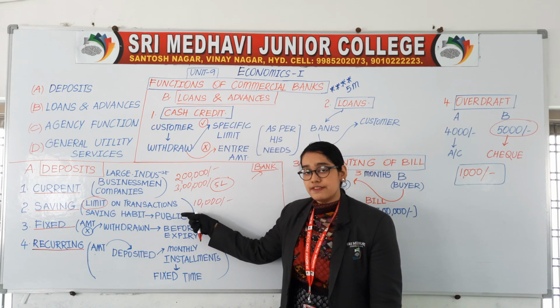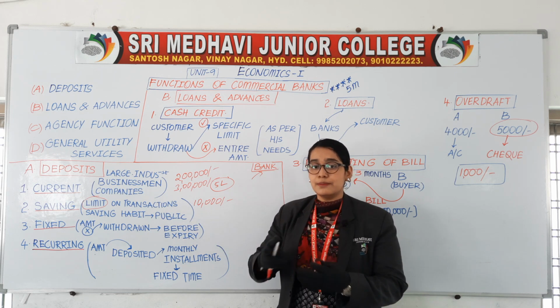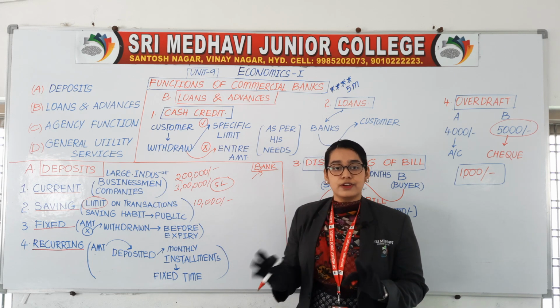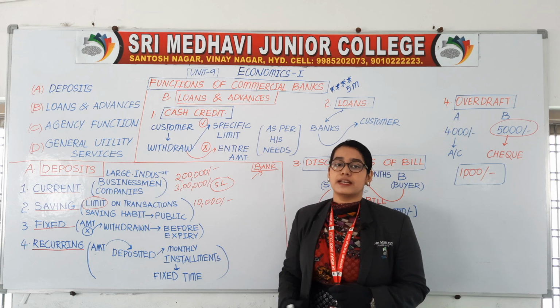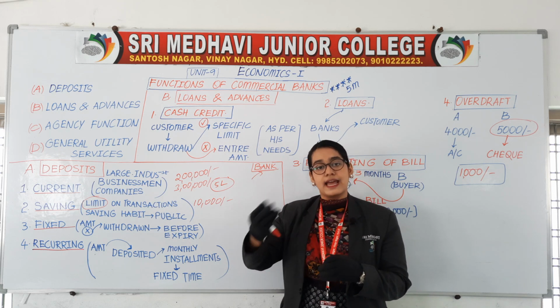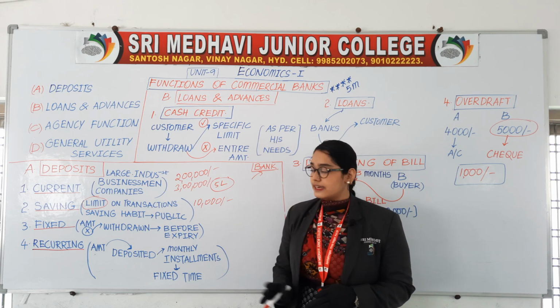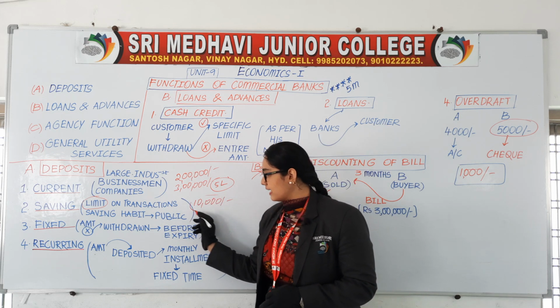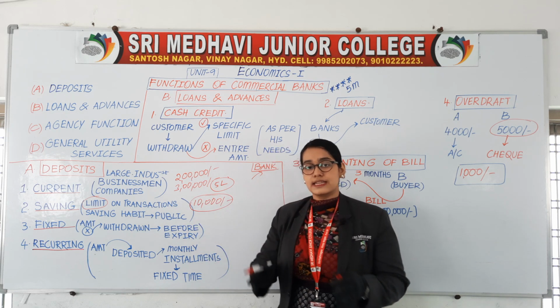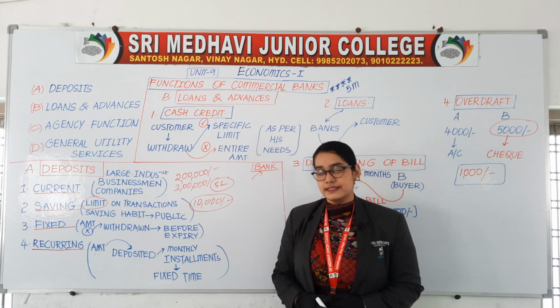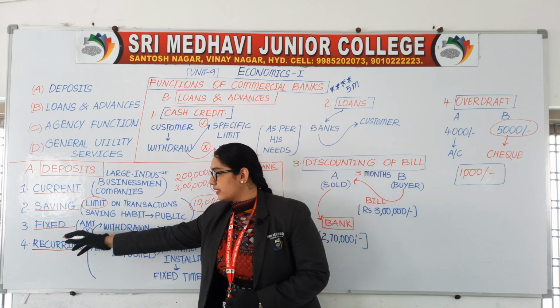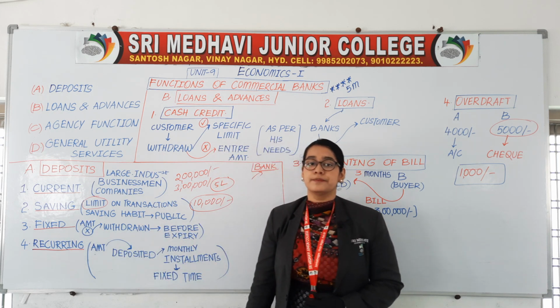But in case of saving account, can we withdraw unlimited money? No. Why? Because there is a specific limit on our withdrawals and deposits. Alright, and anytime we can take out all this 10,000 also. Am I right? Yes.